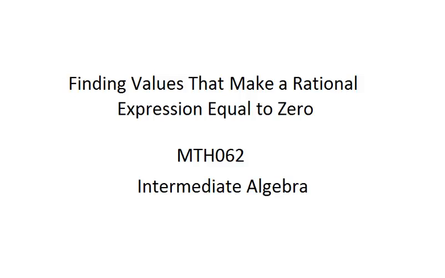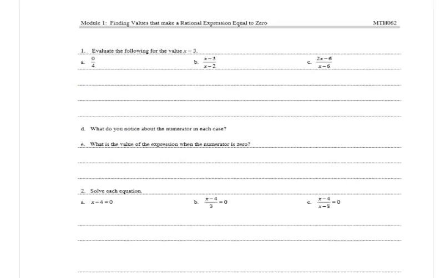In this video, we're going to look at how to find values that make a rational expression equal to 0. The directions for number 1 say evaluate the following for the value x is equal to 3. So for a, we don't have any x's in this expression. So we have 0 over 4, which is equal to 0.